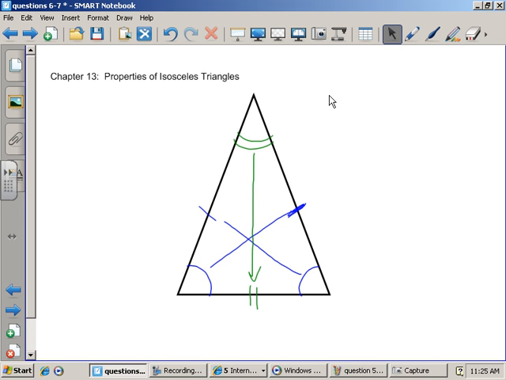So in our isosceles triangle, if we know that this side is equal to this side, we also know that these two angles are also equal. They are equal to each other. This angle is the angle that is different. So we're going to use that knowledge to try and solve a problem.